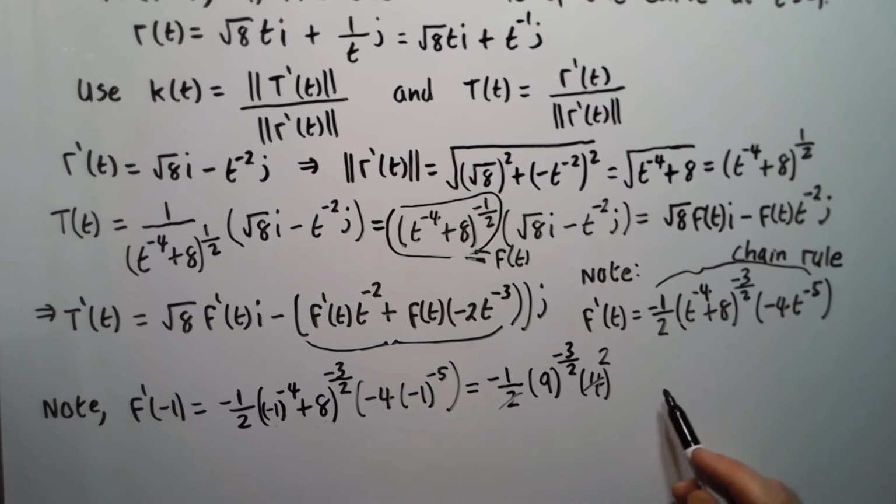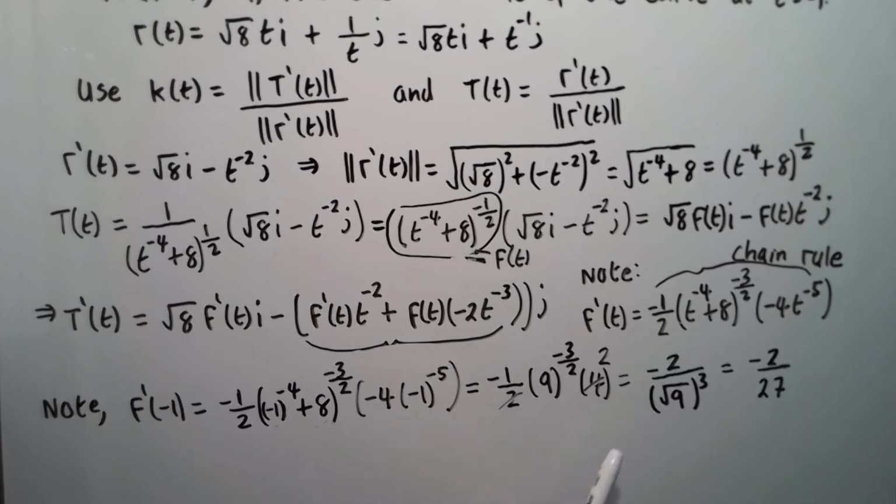So let's keep going. Simplifying further, it's going to be minus 2 over square root of 9 cubed, that's 9 to the minus 3/2. And it's going to be 3 cubed, so it's going to be minus 2 over 27, because 3 cubed is 27. Okay, let's find now f of negative 1.